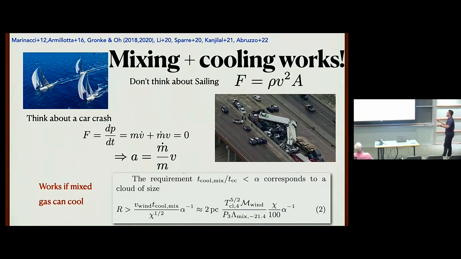The mixed gas can cool, and it's basically like a train wreck or a car crash. You all pile into one another, and just by momentum conservation, if enough cars crash into one another, they all start moving at some new speed. This requirement that the cooling time be shorter than the mixing time gives you a critical size for the kind of cloud that can survive. And this has been verified by many simulation groups now, in hydrosims.